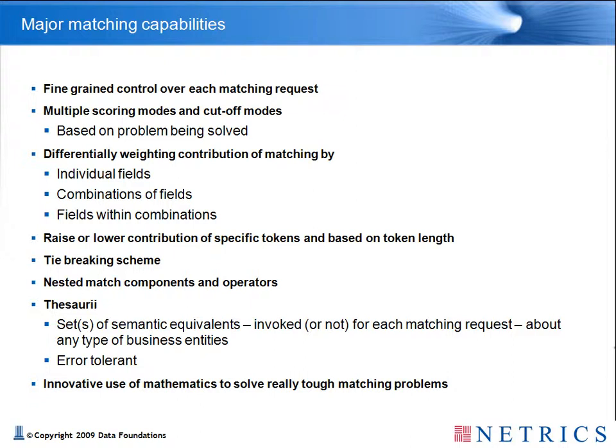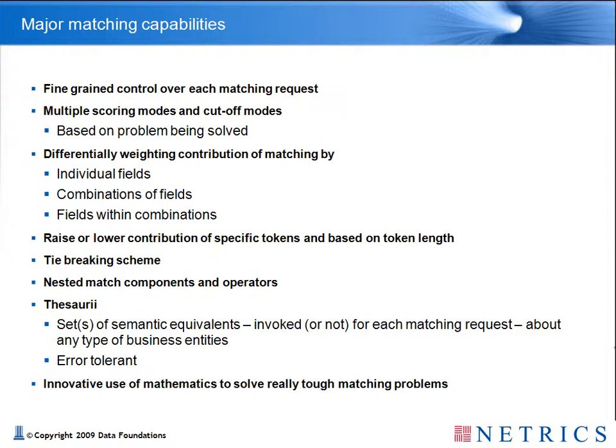We have tie-breaking schemes so that if you have multiple very high-scoring records, you can automate the picking of the record that most closely matches according to your criteria. You're able to nest match components and operators to deal with very complex matching problems in an automatic way.